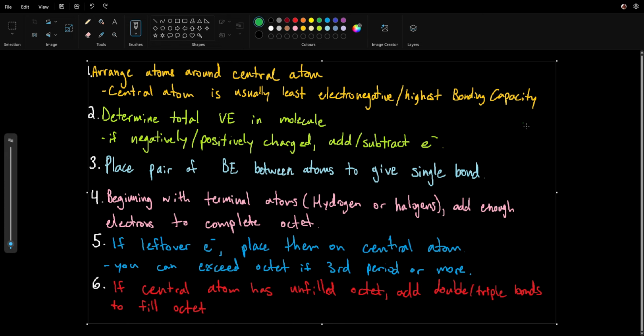And here we just have a culminative image of all 6 of our steps, each color-coded. You can take a screenshot, pause, write this down if you'd like, but this is basically just everything we went over, minus the examples.